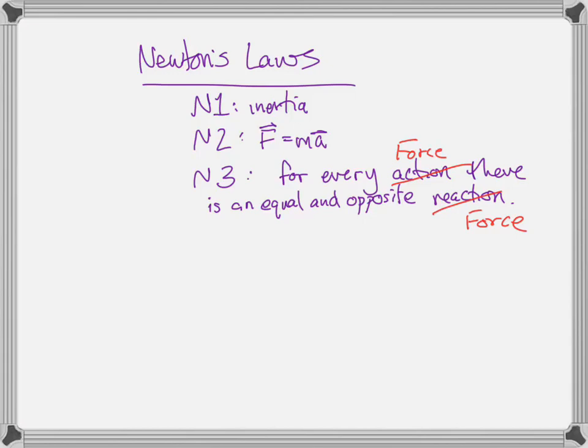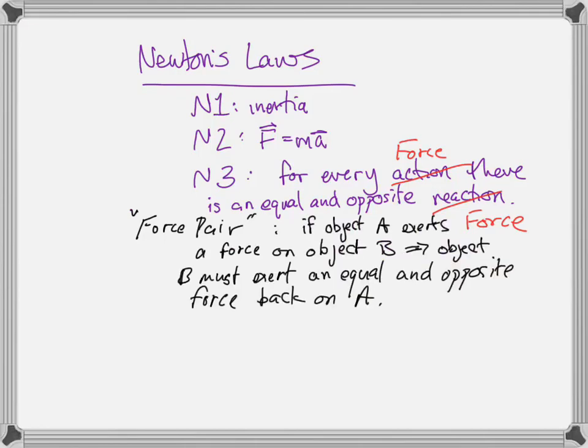Before I say that, we did talk about the concept of force pairs. So the kinds of forces that Newton is talking about in the third law is a force pair. And a force pair is something in particular. So to understand Newton's third law, it really is this. If object A exerts a force on object B, then object B must exert an equal and opposite force back on A. Now you might say, well, okay, sure, that sounds reasonable, but actually we'll see a lot of situations where you're a little bit surprised.